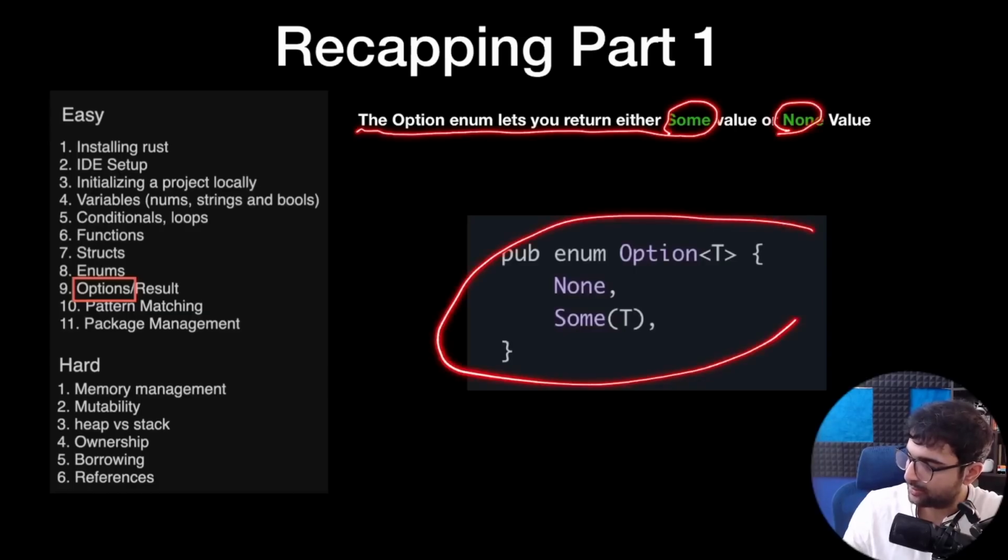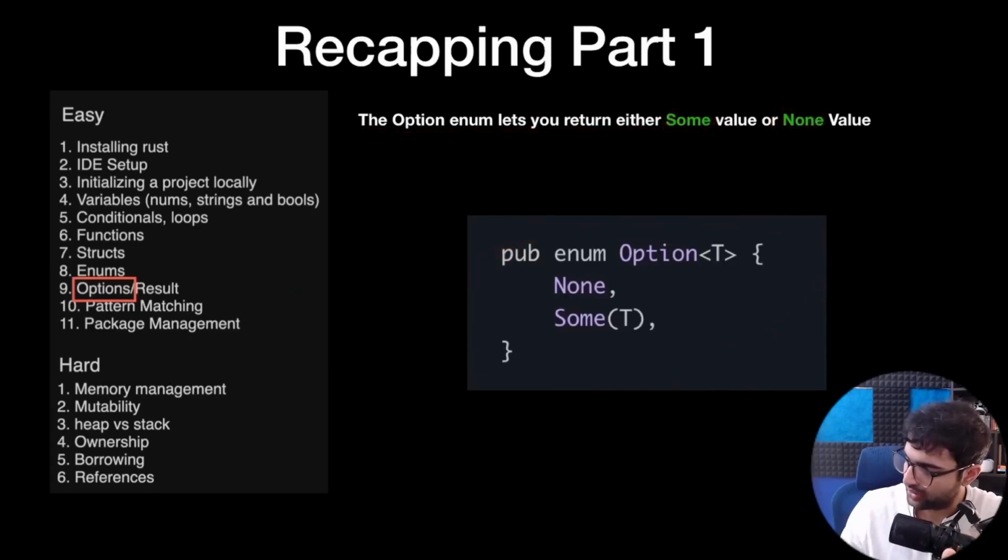Ignore what this enum looks like. I know it looks a little complicated right now. This is what the enum actually looks like. It might look very similar to what we've written until now. We wrote enum rectangle and it had 2 variants.